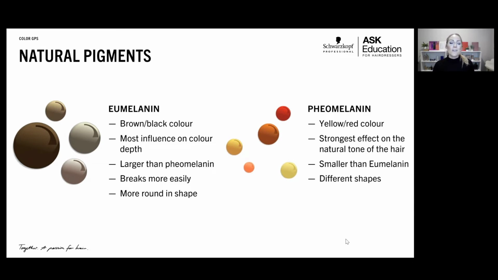Now, if they're very strong within the hair, if pheomelanin pigments are really dominant, or a client has a higher quantity of them, often we can see that warmth and that reflection even from looking at their natural hair.